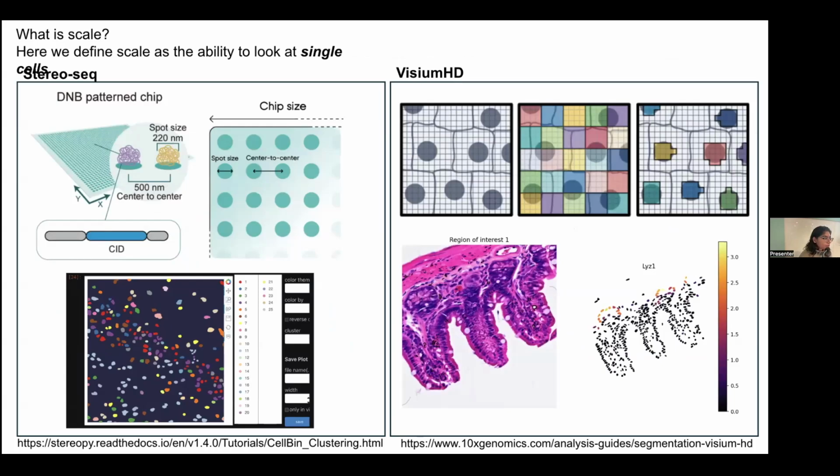So how do we define scale? We can also define scale as the ability to look at single cells. For me, single cells are very important, but that is because I'm looking at geometries, population geometries. So single cell is very important. I need to understand my single cells. Someone who's doing cell-cell communication, single cell is also important.